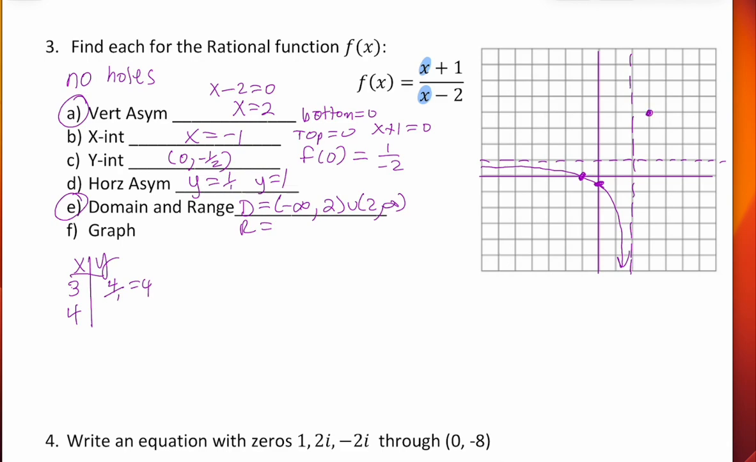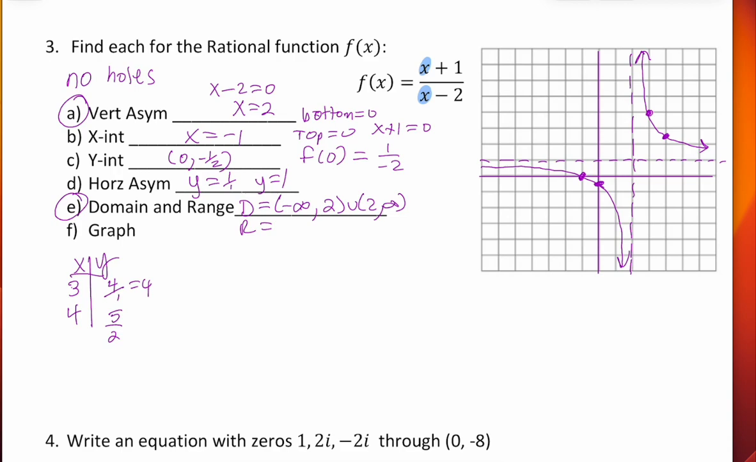If I plug in 4, I get 5 on top and 2 on the bottom. That's 2.5. 5 halves is 2.5. So at 4, I'm at 2.5. So this piece looks like it's trapped here. And if you're unsure, you have the power to plug in points. You can always plug in more to verify your shape is doing what you believe it's doing. So that is the third thing that's going to be on the test.